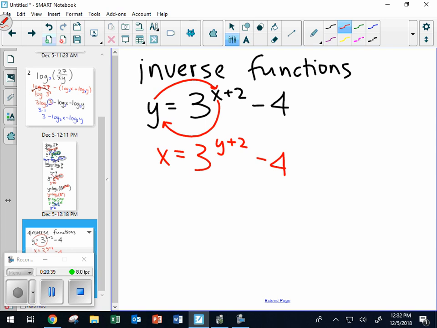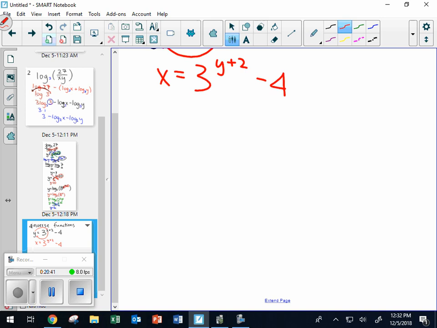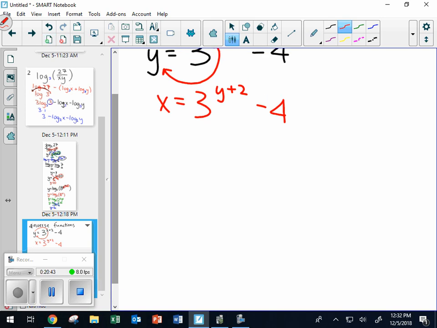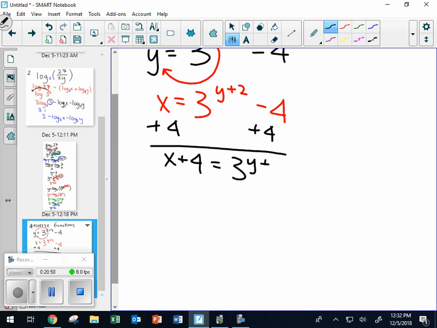If I'm going to solve for y, that means I need to get my y term alone. So if I want to get my y term alone, what will be my next step, Owen? Thank you. We're going to add 4 to both sides. And so now we have 3 to the power of y plus 2. And our problem now is we have a y, and it's in our exponent.